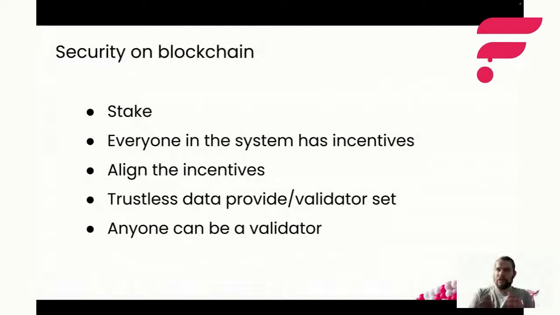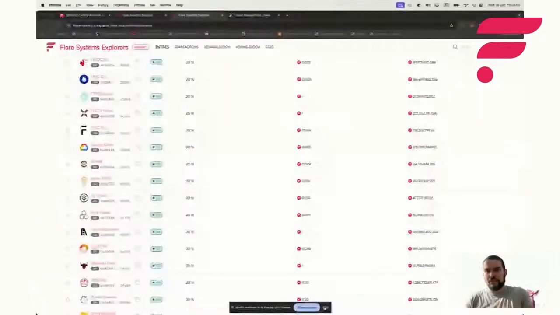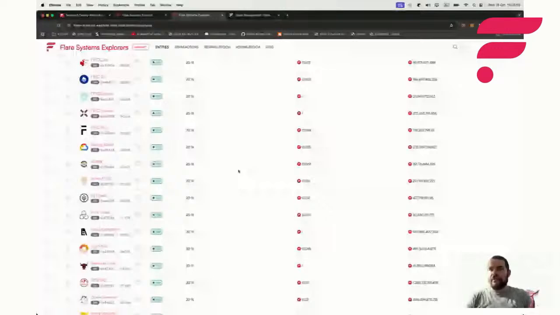And how do you do this? Well, the easiest way to do it is to have up and running monitoring, but also sometimes you have to check it yourself. So we have developed a specific Flare System Explorer for Flare, Songbird, and all the test networks to see how everything is progressing, that allows you to constantly observe and see how different data providers are performing, what they're doing, and what's happening on different protocols. So what you can do, you can always go directly to Flare Systems Explorer and see who specifically data providers are, what they're doing, and what's happening with them.